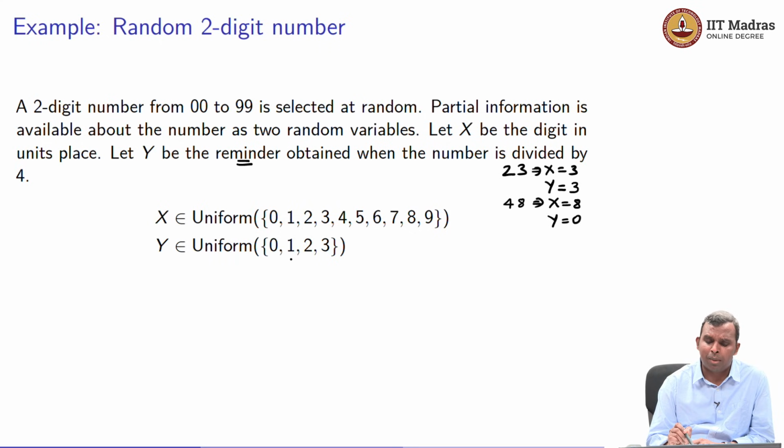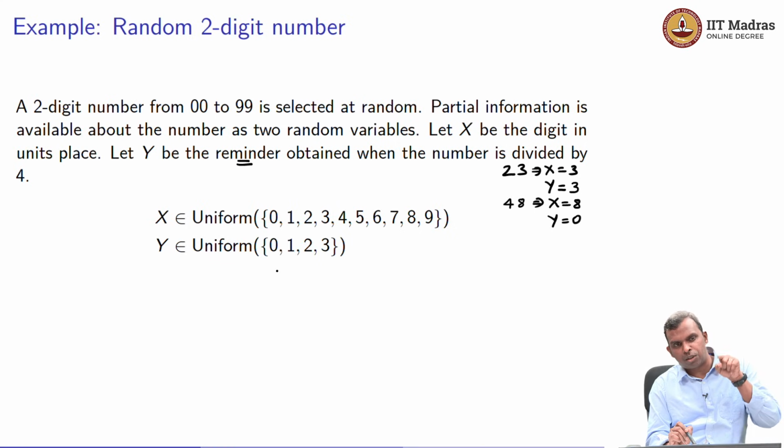Now for Y equals 1, maybe you have to think a little more, but you can see what all the numbers are that give you remainder 1 when divided by 4. The first choice is 01. Next it's 05, then 09, 13, 17, and so on. You'll see that again is exactly 25. You take all the multiples of 4 and add 1 to them, you get these numbers. Likewise, for 2 and 3 also there are 25 favorable outcomes out of the 100, so you get 1 by 4.